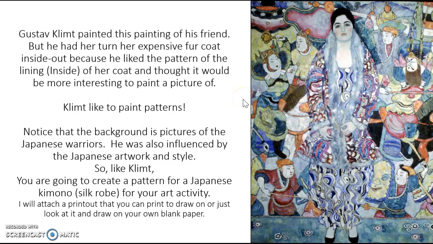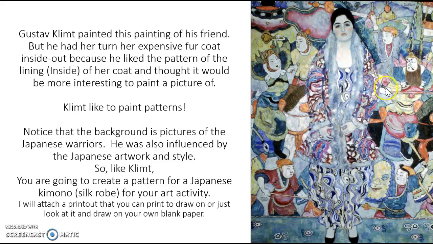Klimt painted this painting of his friend, but he had her turn her expensive fur coat inside out because he liked the pattern of the lining inside of her coat and thought it would be more interesting to paint. So you can see her fur coat, but he wanted to paint the lining of it. Klimt really liked to paint patterns, and you can see in this painting that her dress pattern, her coat pattern, and the pattern of the background are all very different, but they blend together.